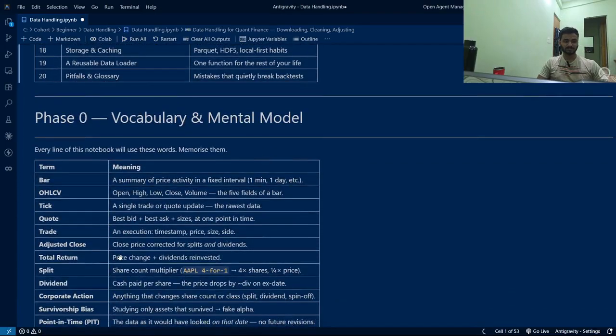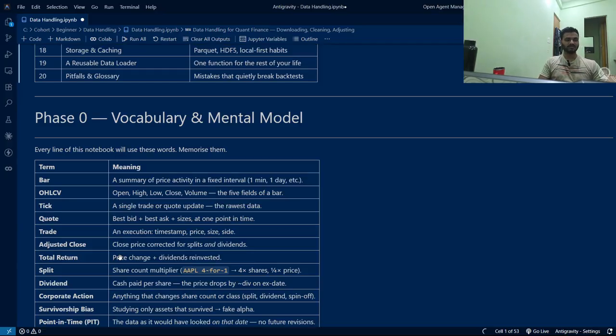Now, phase zero, that's your vocabulary and mental model. Now let's talk about it. What do we mean by that? Now, bar, what is a bar? It's a summary of price activity. It's time series data, right? 1 minute, 1 day, 1 hour, 4 hour. Then you go to your OHLCV. That's your open, high, low, close. It's also L1 data. That's level one.